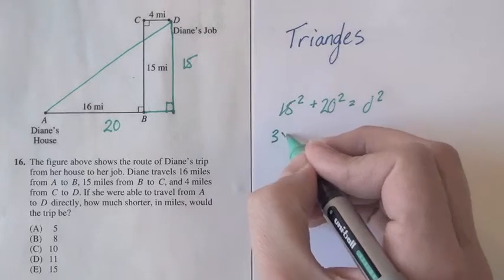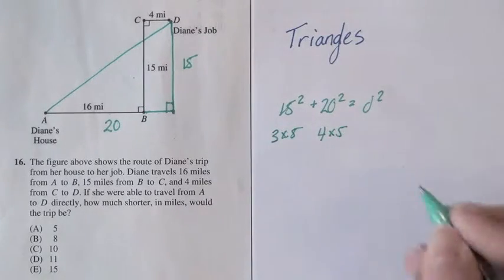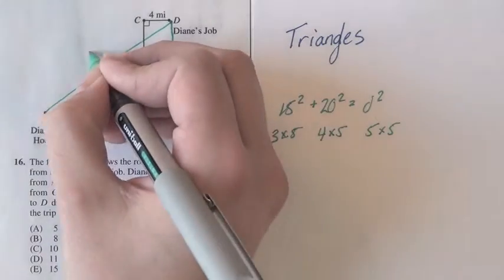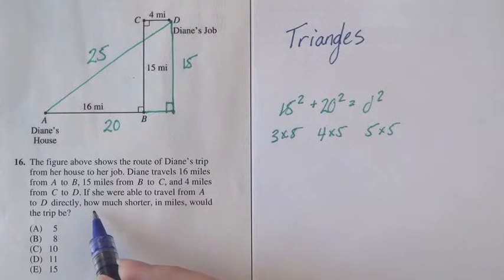15 is 3 times 5. 20 is 4 times 5. So the distance should be 5 times 5, or 25. So now we know really quickly that the linear distance between A and D is 25. Now we can go straight to answering the question, how much shorter in miles would her trip be?